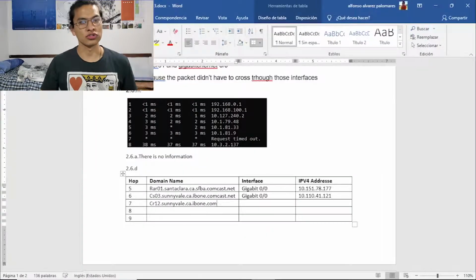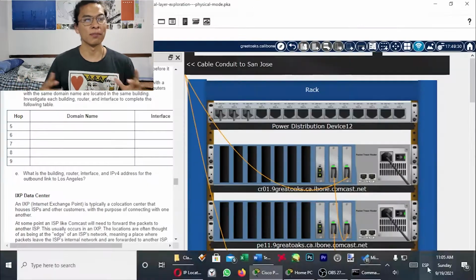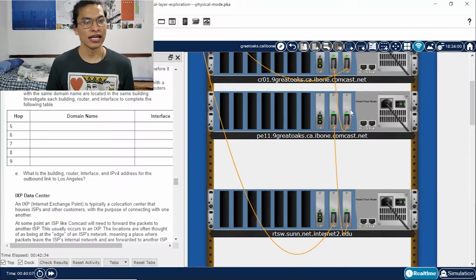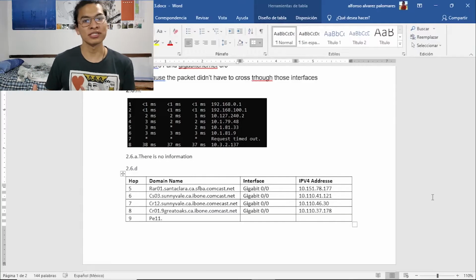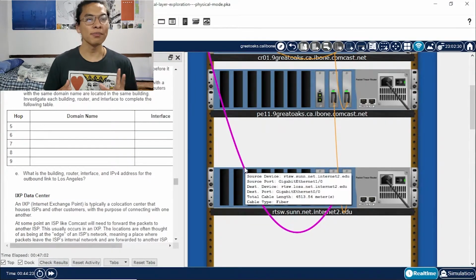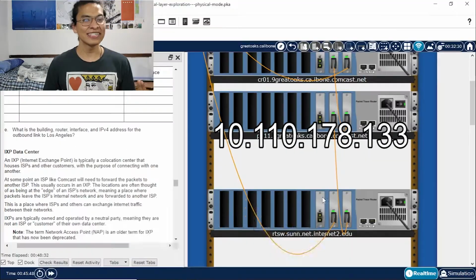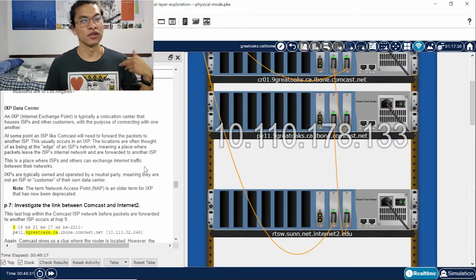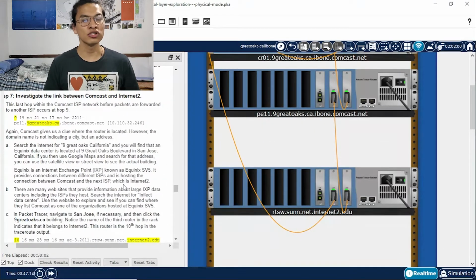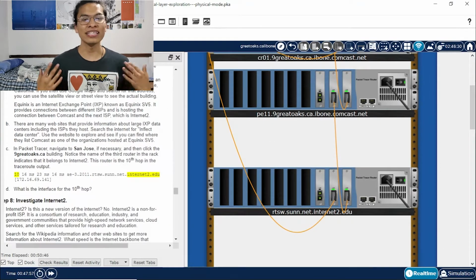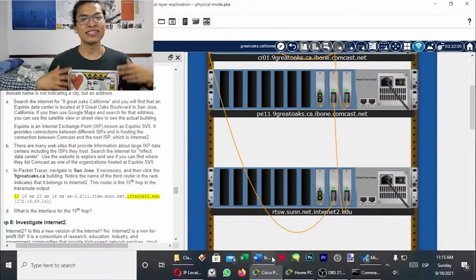Some information that should have been returned with the traceroute command didn't appear, and the distances between some hubs weren't the same as what the practice told me they should be. However, I could answer the questions. The third hub in the topology had the IP address of 10.110.178.133. It was a router in Monterey, California, and used the interface Gigabit Ethernet 0.